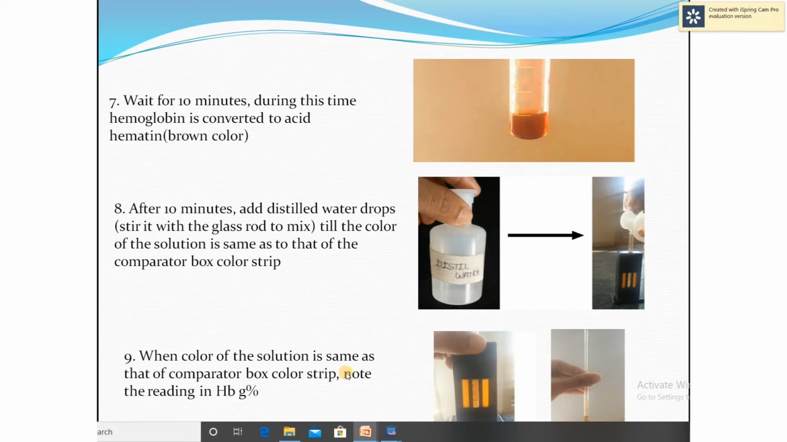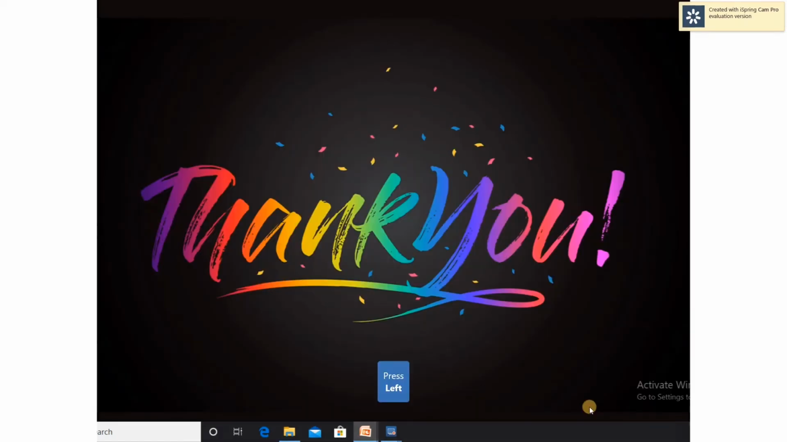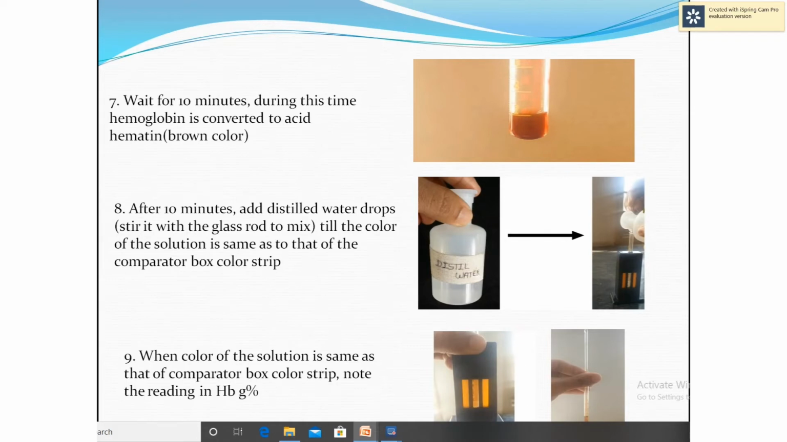When the color of the solution is the same as that of the comparator box color strip, note the reading in hemoglobin gram percent. This graduated tube has the marking, so in the gram percent part you'll have to note that marking. This is how you will take your hemoglobin level. There are various high hemoglobin levels and low hemoglobin levels. Let us discuss them.